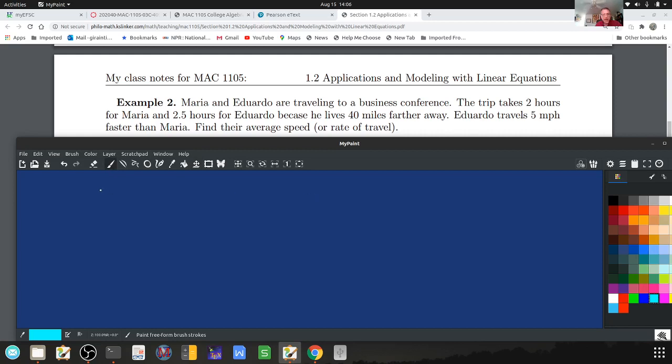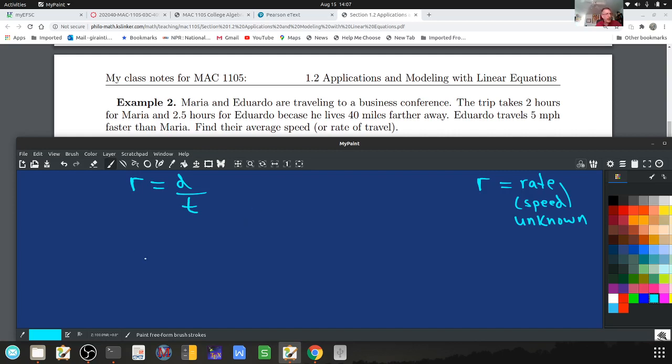let's first find what they're asking for. Find their average speed. So R is that rate, which in this case is to be interpreted as speed, is my unknown. That's what I want to know. So that means my guiding equation is going to be R is equal to D over T. So that's going to be an equation I use in some form.